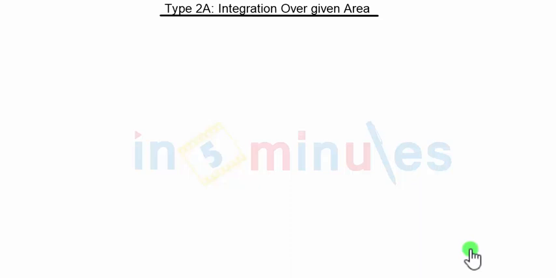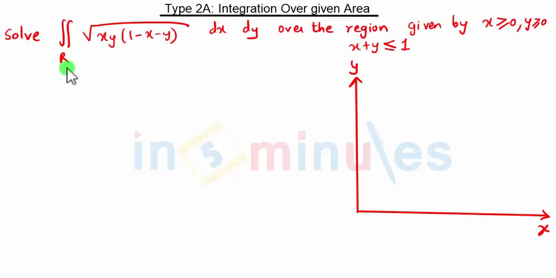In this video we are going to see the next problem on type 2a. So this is our question, solve this, and the limits are not given here, so we have to find the limits. We are given the region which is given by x greater than or equal to 0, y greater than or equal to 0, and x plus y is less than 1.